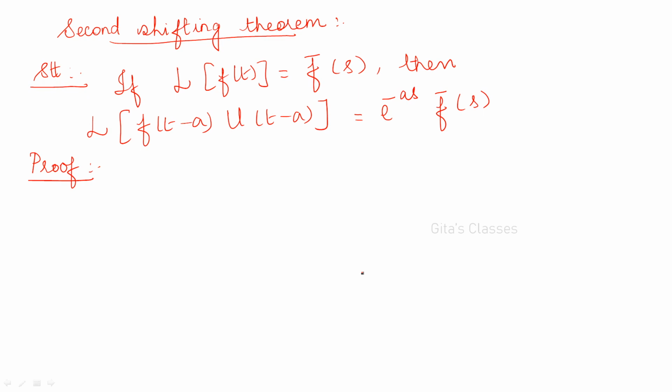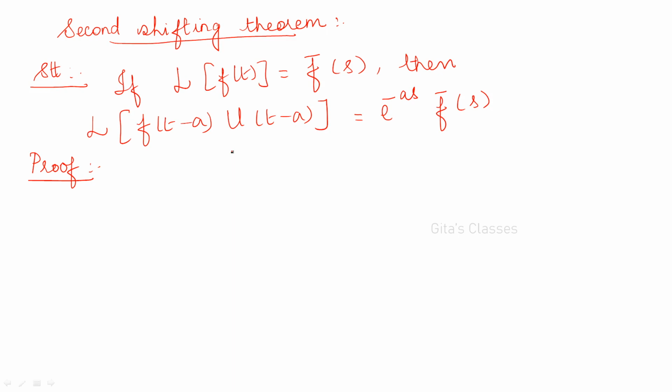So, the second shifting theorem says that if L of f of t is equal to f bar of s, then L of f of t minus a into u of t minus a is equal to e power minus as into f bar of s. This theorem will be of great use for finding the inverse Laplace transform also.